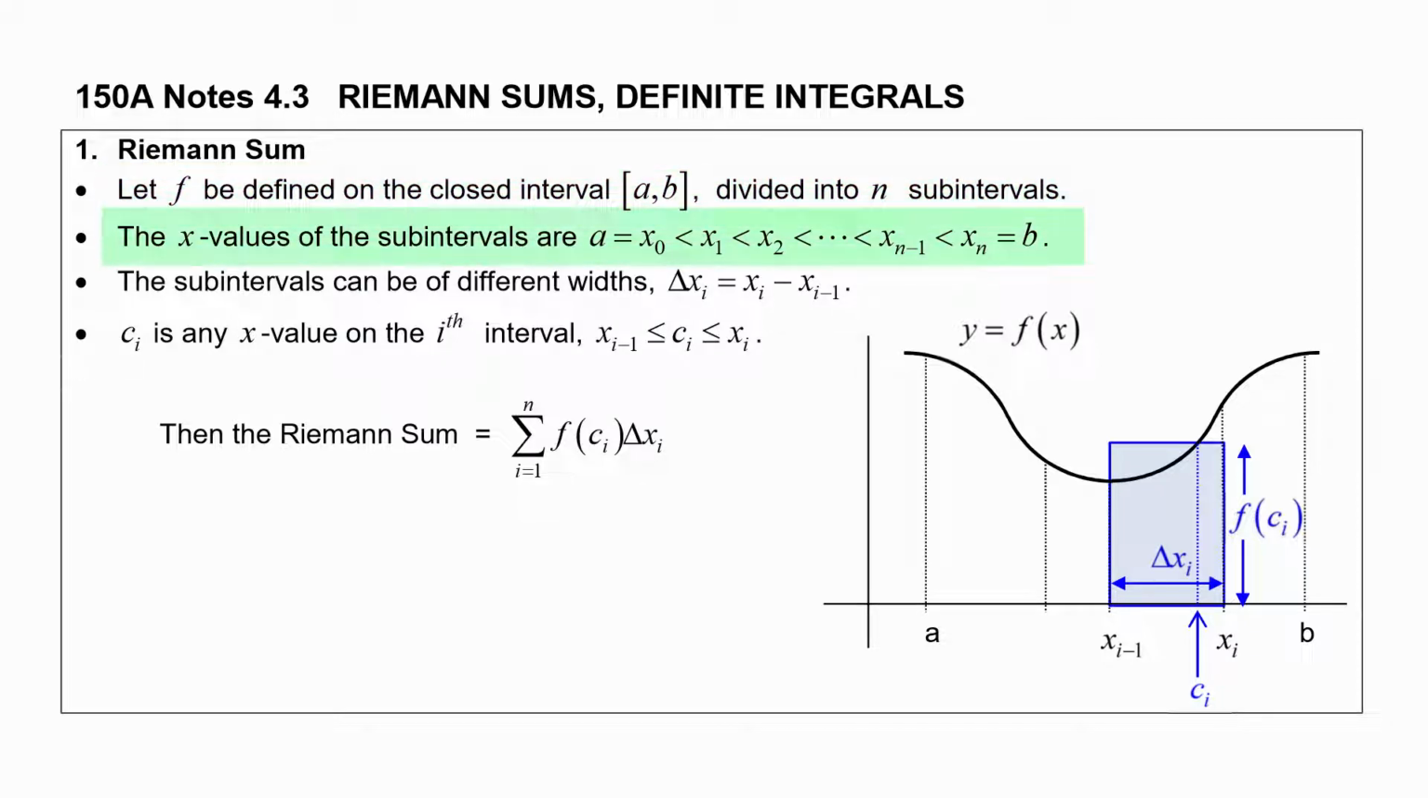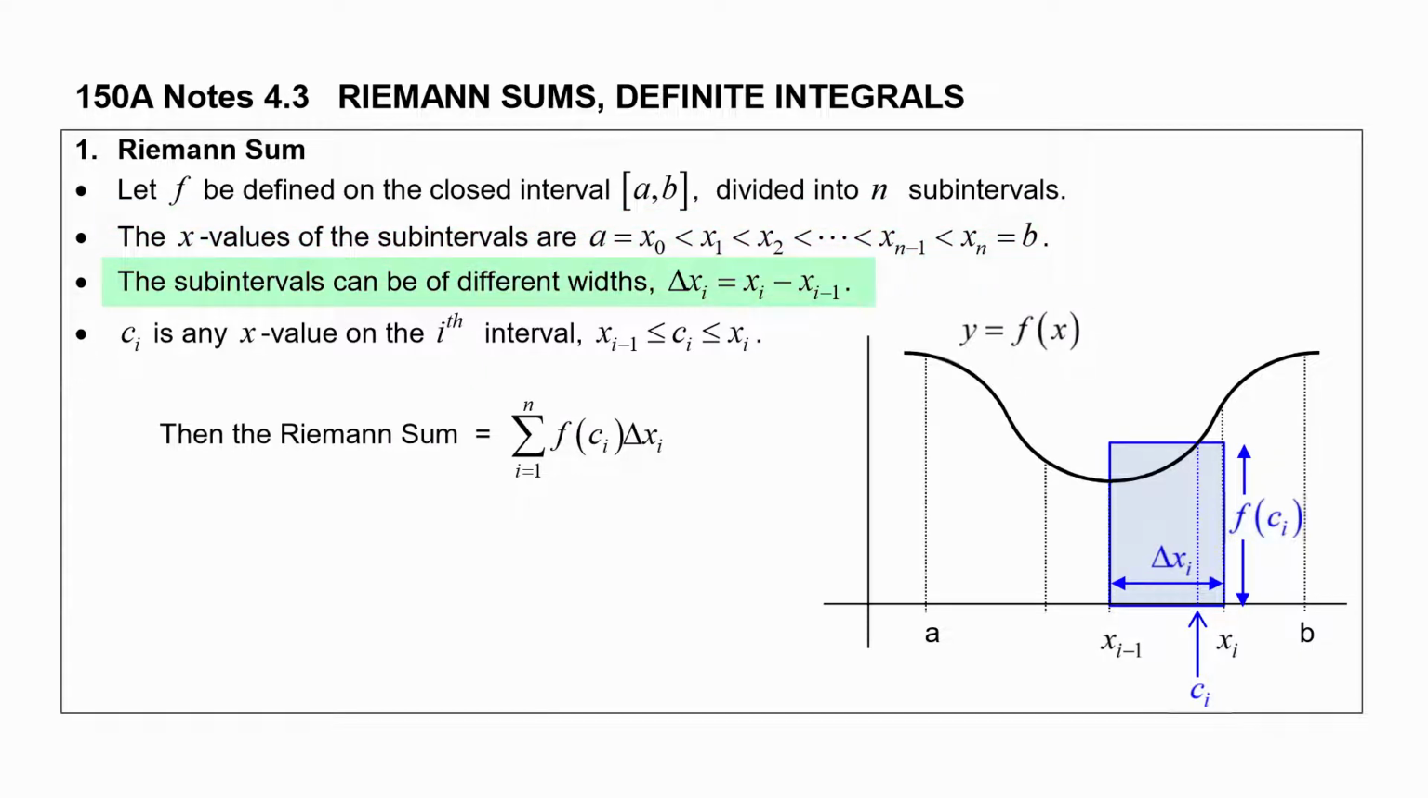The x values of the subintervals, with the left endpoint being a, the right endpoint being b, then we call a x0, and then the next one is x1, x2, x3, and so on, xn minus 1 to xn, which is the right endpoint b.